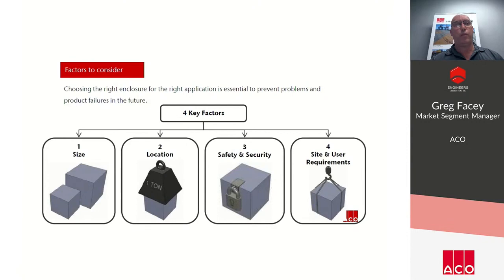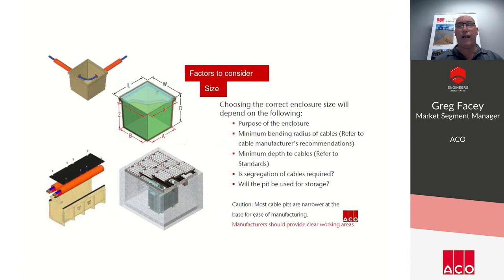So are they identified with markings on top? Can they be identified with markings on top? And also the aesthetics. As there are different stakeholders involved in different projects, there might be an aesthetic requirement that the covers need to meet. We also need to consider the size of the system. So choosing the correct enclosure size will depend on the purpose of the enclosure. So what is it being used for?